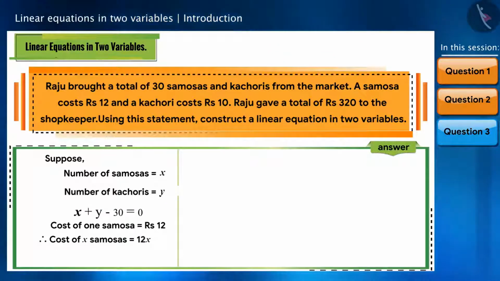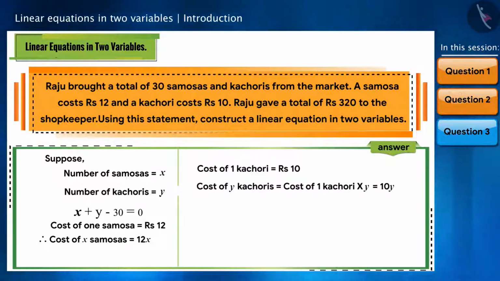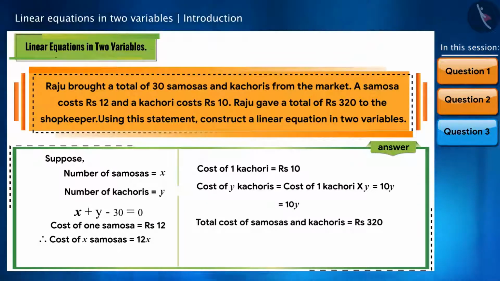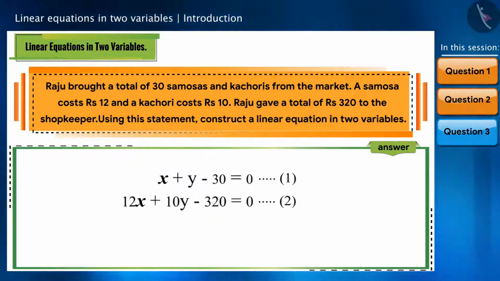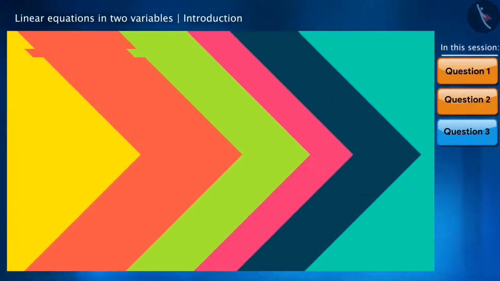Similarly, the cost of y kachoris will be 10y. Total cost of samosas and kachoris is rupees 320. So we will write this as 12x plus 10y is equal to 320, or 12x plus 10y minus 320 is equal to 0. Let's go ahead and see the next question.